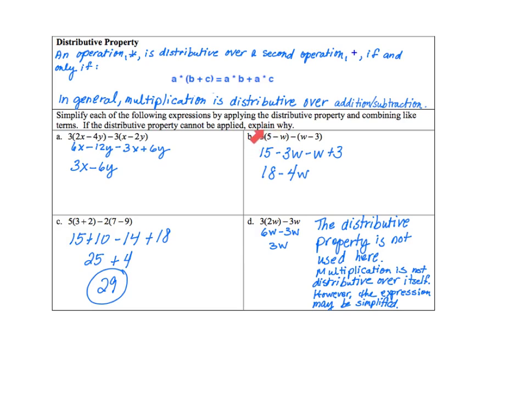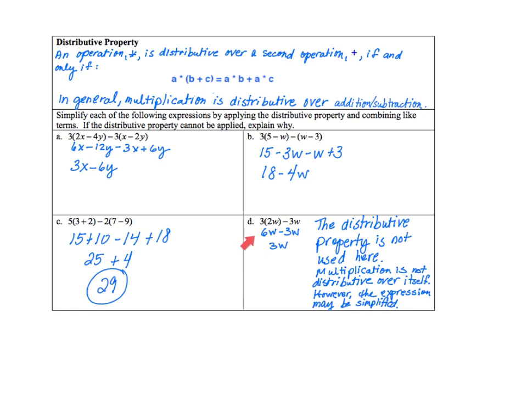In part B, same idea. I distributed 3 over the 5 minus w, and now here I distributed the negative over w minus 3. So I have the negative w plus 3. That works. Same thing for part C. I distributed the 5, and then I distributed the negative 2.